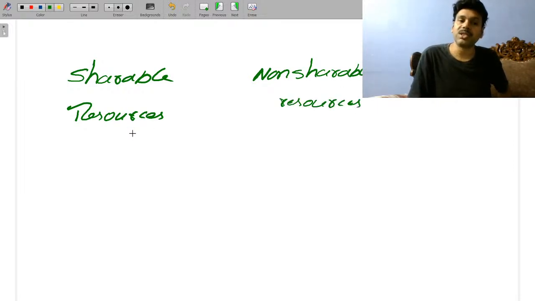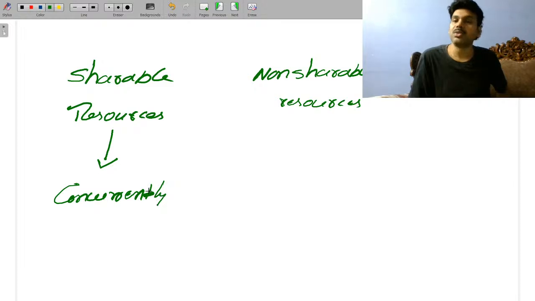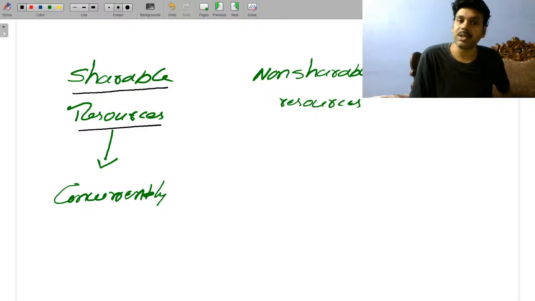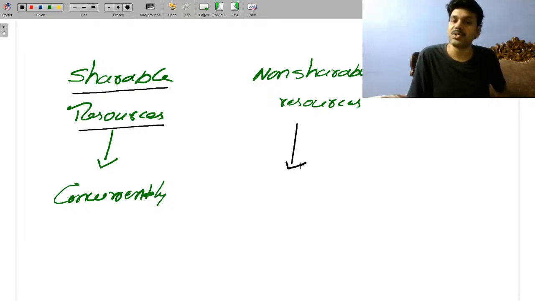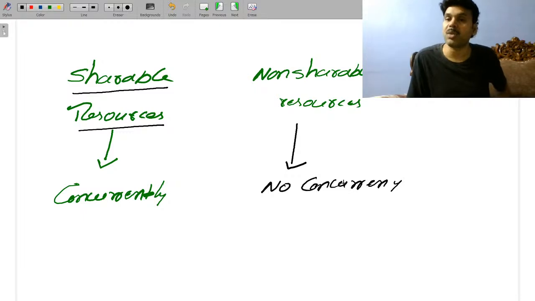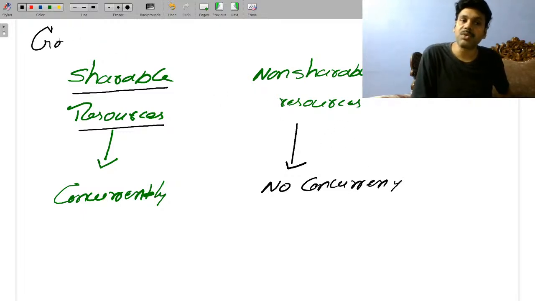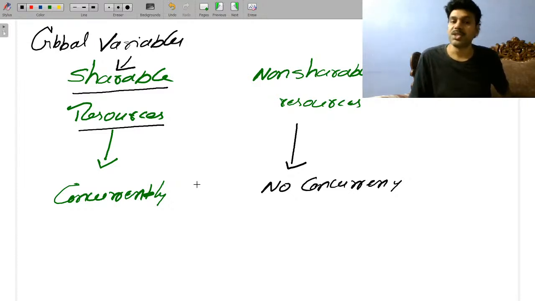When you are talking about a shareable resource, you can execute processes concurrently. So concurrent access is allowed only for shareable resources. When you take a non-shareable resource, there is no concept of concurrency, because concurrency is nothing but multiple processes or threads acquiring global variables. When I am talking about global variables or global data, they come under shareable.